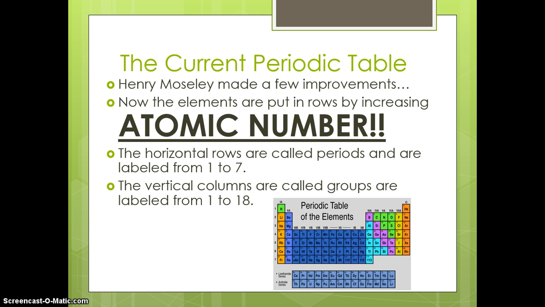The columns are called groups or sometimes families, and there are a couple different numbering systems that work. When we number them straight through, we go 1 to 18. Some of the numbering systems will also use Roman numerals and then either an A or a B to describe some of the groups on the periodic table.